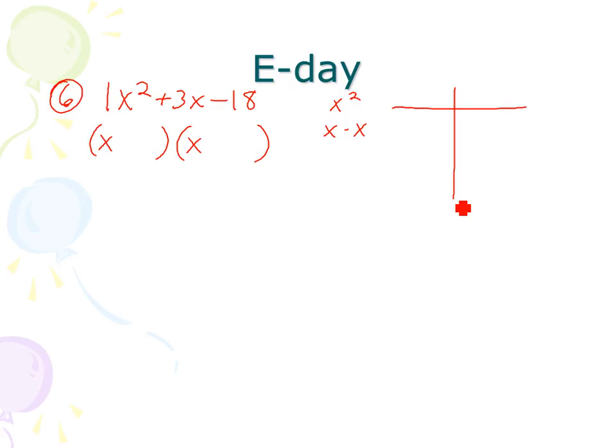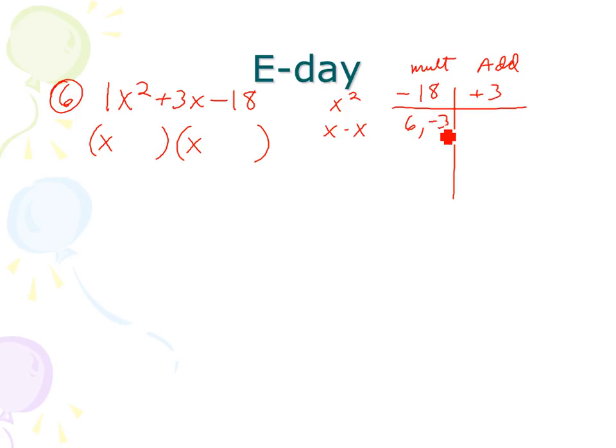Now the other part, I make a little t-chart out here, this is the way I do it. You want your factors of the third term, which is negative 18, to multiply together to give you negative 18, and you want them to add together to give you the middle number, which is a positive 3. What are some factors of negative 18? 6 and 3. Close. 6, negative 3.